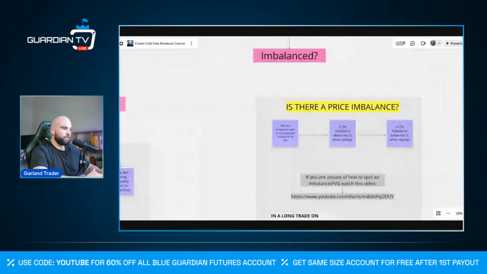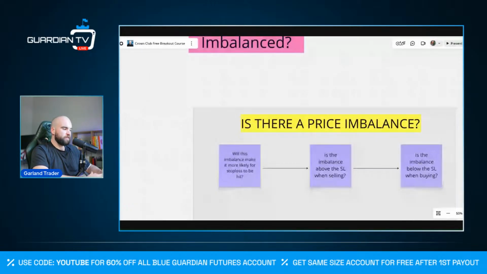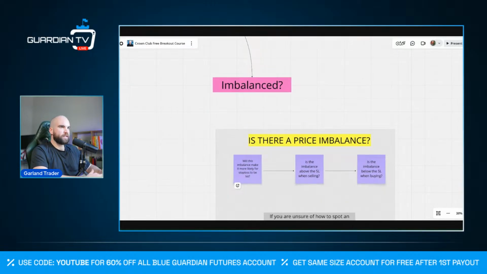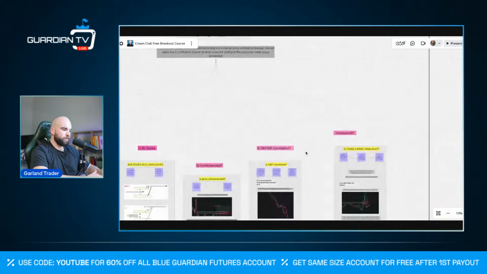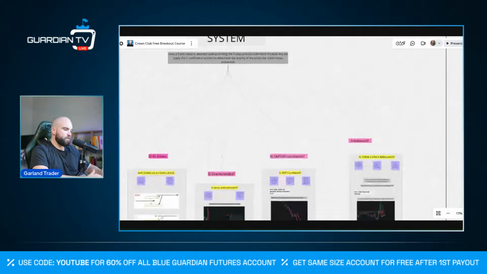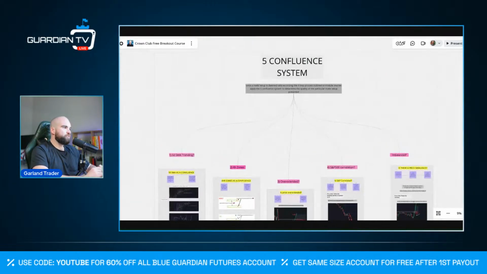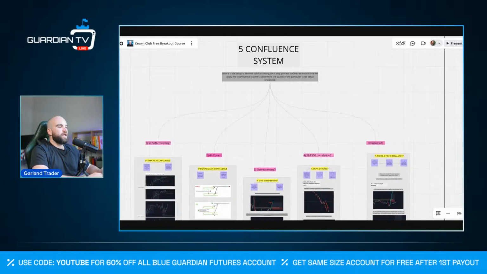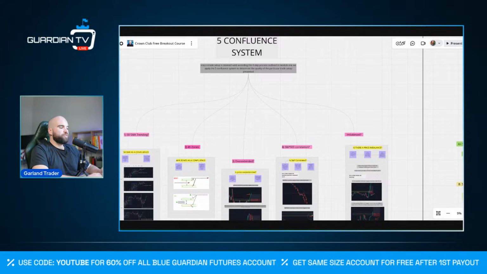Then we're going to look at, is price imbalanced? Is there an imbalance below our entry, or above our entry if we're taking sells? Which can cause us to get taken out prematurely. It's very important, and I'm going to go through each of these steps with you right now. So we have 5 different criteria here that you can use to get into high probability trades when you're trading breakouts. And what I like to use is what's called the confluence matrix.